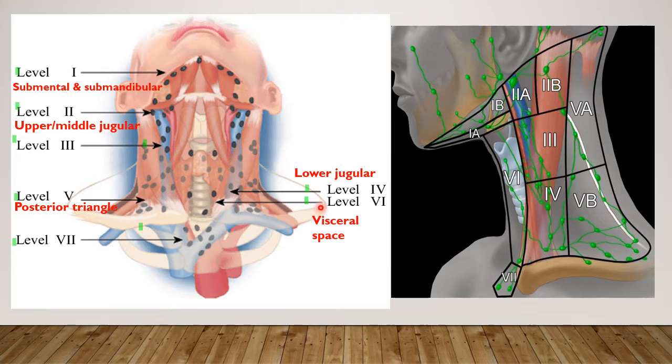The most important as far as thyroid is concerned is the visceral space lymph nodes, or the level 6 lymph nodes, located in the midline where the thyroid itself is located. This group of lymph nodes are the first to be invaded by thyroid cancers. And the last group is the superior mediastinal or level 7 lymph nodes, which are located in the retrosternal area. This is a lateral view of the same structures, the 7 groups, levels of lymph nodes in the neck.